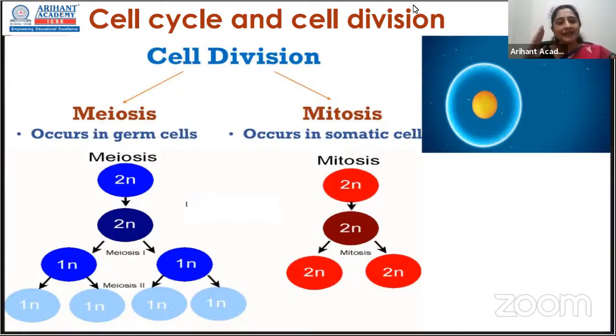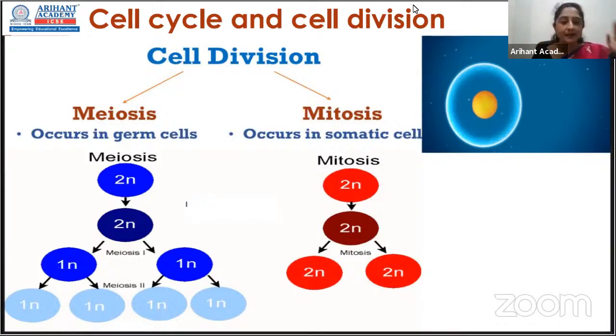Now, the sperm and the egg are the only cells in your body which have half the number of chromosomes. They do not have 46. They have 23 chromosomes. Point to be noted, Your Honor. Sperms and eggs are the only cells in your body which have half the number of chromosomes.